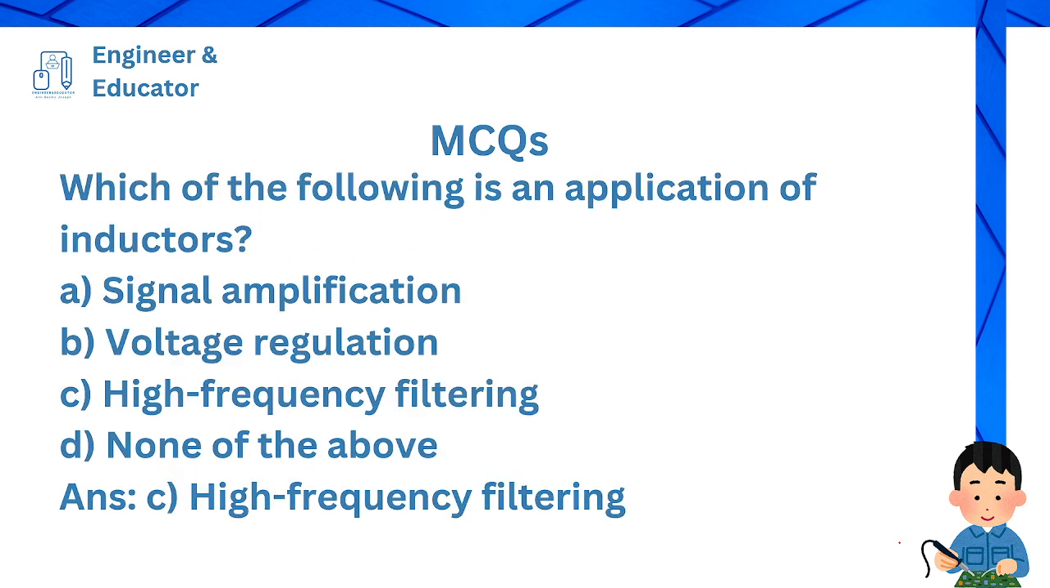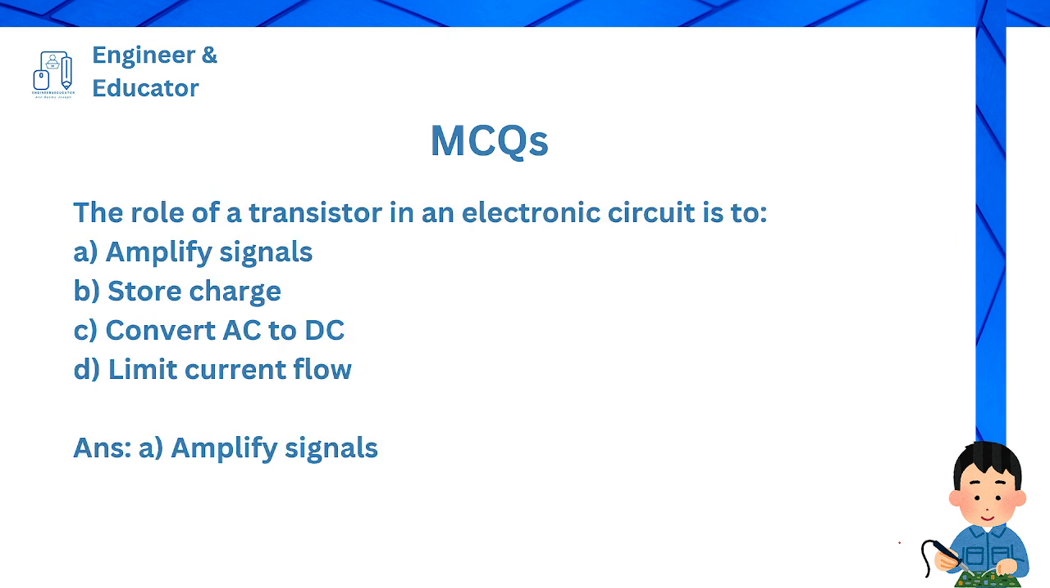Which of the following is an application of inductors? Signal amplification, voltage regulation, high frequency filtering, none of the above. The answer is high frequency filtering. The role of a transistor in an electronic circuit is to amplify signals, store charge, convert AC to DC, limit current flow. The role of a transistor is to amplify signals.